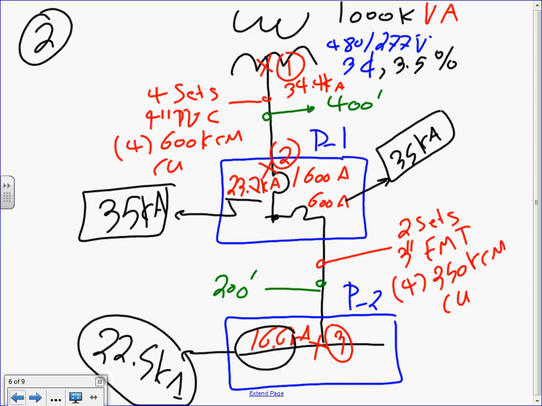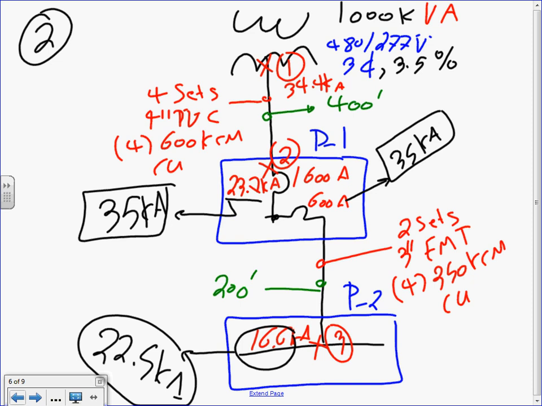And the short circuit has been choked. Now, is it wrong to go find a panel that can withstand 35 kiloamps? No. What's the drawback? Cash, money. That's why we did all this calculation, to find the short circuit withstand.